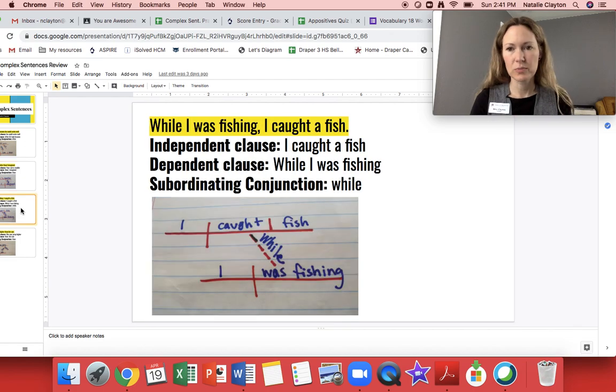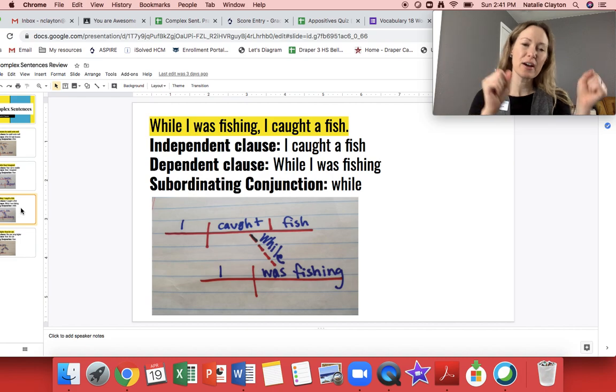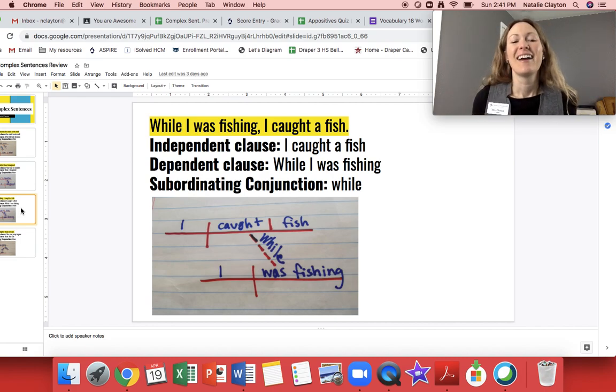Next. So we just have two more. While I was fishing, I caught a fish. Congratulations, yay, you caught a fish. Let's take a look. While I was fishing, what, Mrs. Clayton? So we know that this is going to be our dependent clause. It also starts with a subordinating conjunction, which gives us our little hint, our trigger word, right? So while I was fishing, there's our dependent clause, and then I caught a fish, our independent clause.